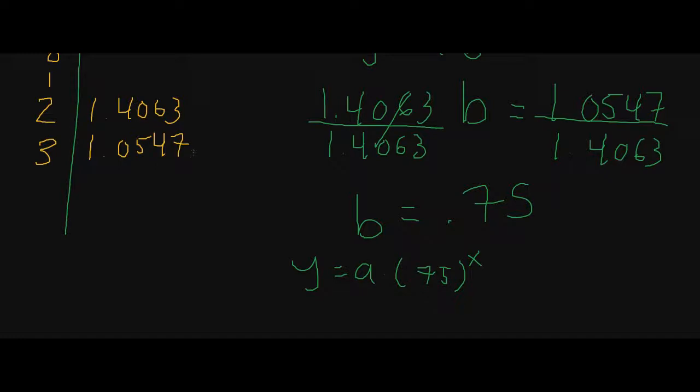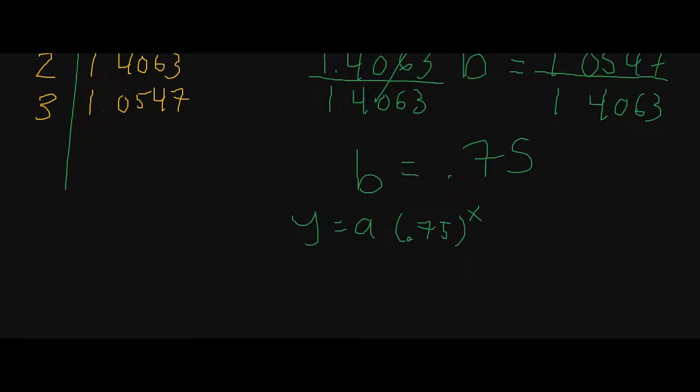So we know exactly what the b value is. Now we need to just find what our starting value is. If you look here, we're trying to solve for a. If we can find an x value and a y value to plug in, we can just solve for a. Well, right here we have an x value and a y value, so let's just plug those in. When x is 2, I'm going to get y is equal to a times 0.75 raised to the 2.